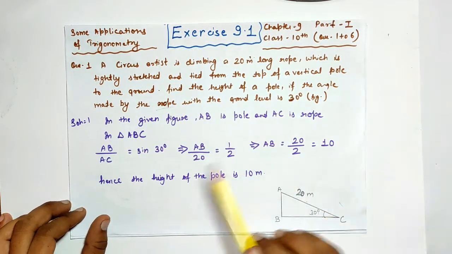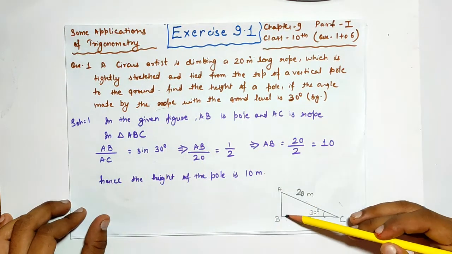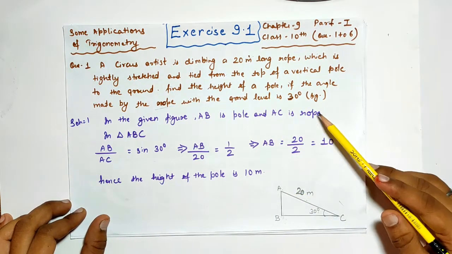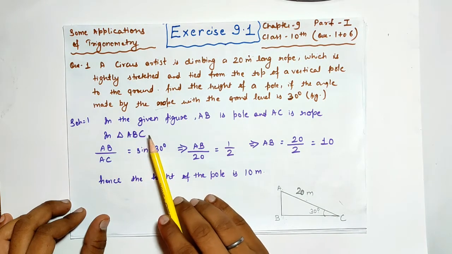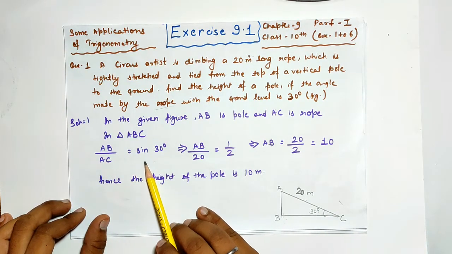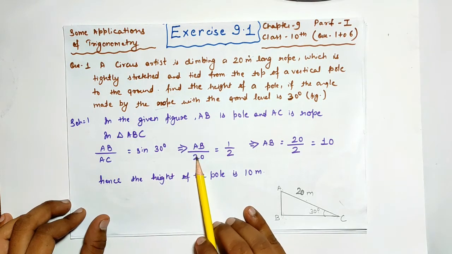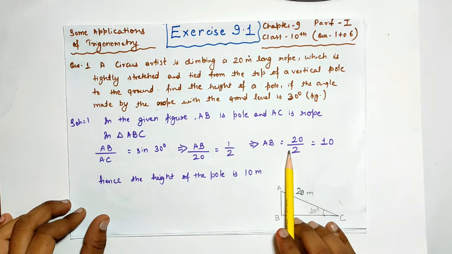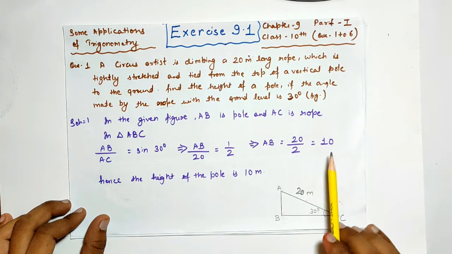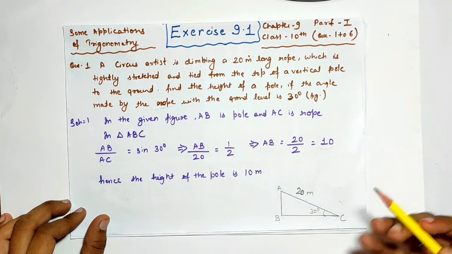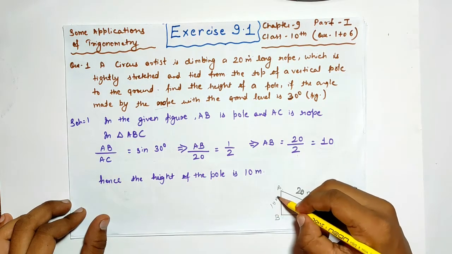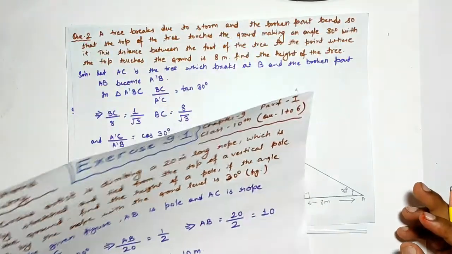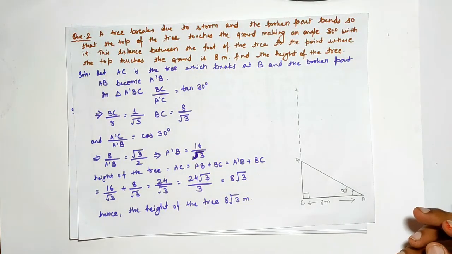height of the pole. In the given figure, AB is the pole and AC is the rope in triangle ABC. So AB upon AC is equals to sin 30 degree is equals to AB upon 20 is equals to 1 upon 2, so AB is equals to 20 upon 2. After solving this we get 10. Hence the height of the pole is 10 meter.